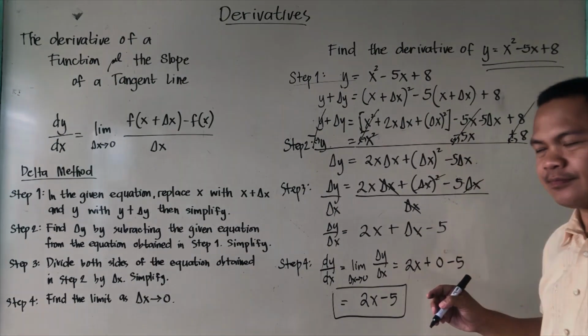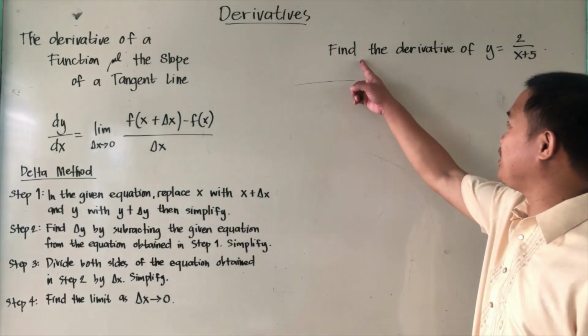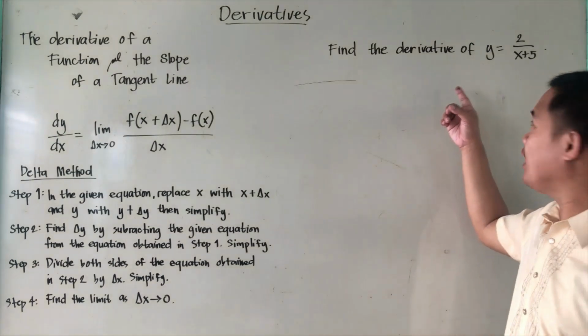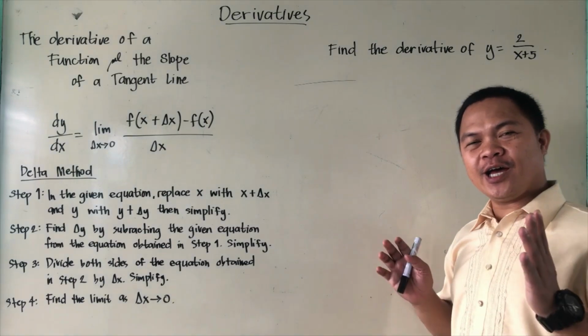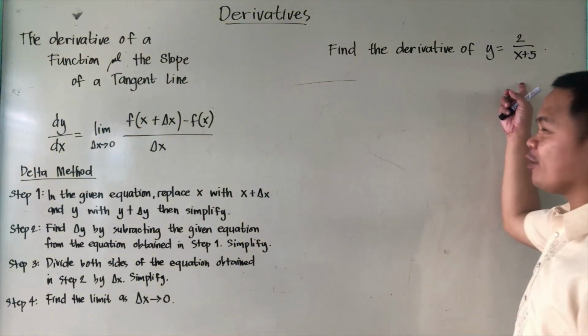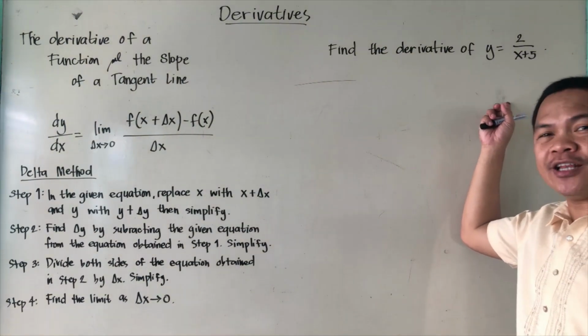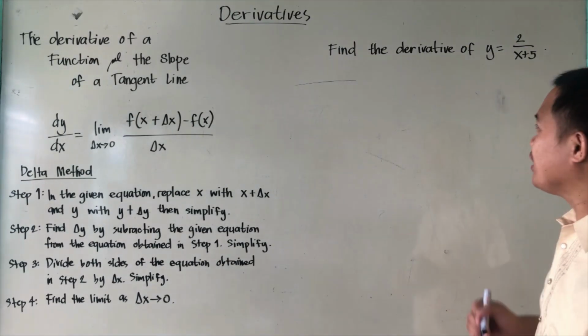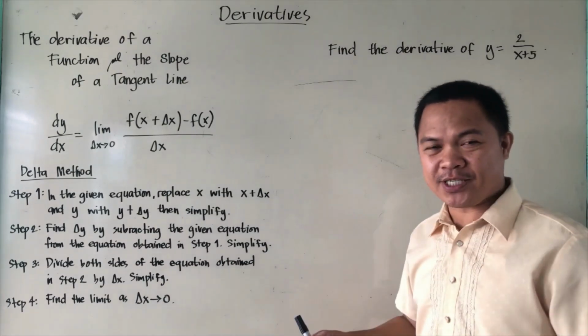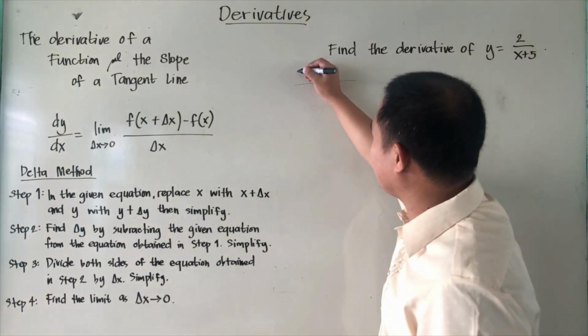Okay. Let us have another example, whereas we need to find the derivative of y is equal to 2 over x plus 5. Ngayon, ang problema na is that we have this rational expression. Okay? May numerator na tayo and denominator. Okay? So, following the steps again of delta method, we have step 1.